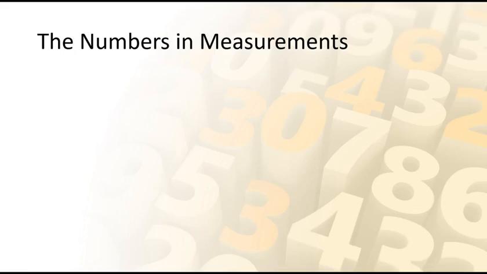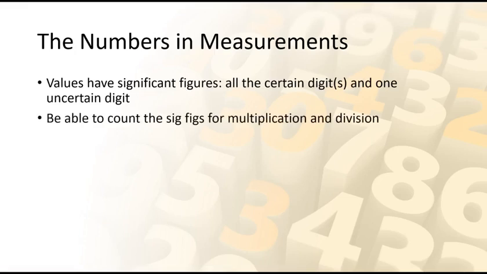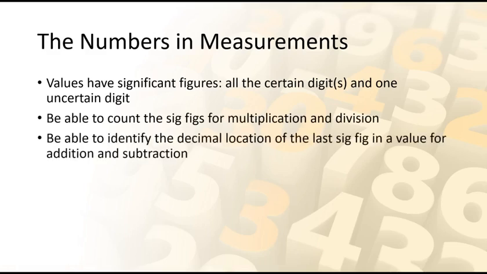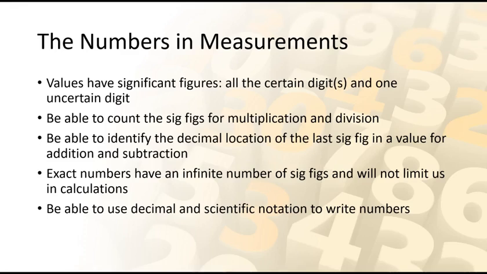The numbers in measurements. Values have significant figures. Those are all the certain digits and the one uncertain digit where we stop. Be able to count the sig figs for multiplication and division. Be able to identify the decimal location of the last sig fig in a value for addition and subtraction. Exact numbers have an infinite number of sig figs and will not limit us in calculations. Be able to use decimal and scientific notation to write numbers.